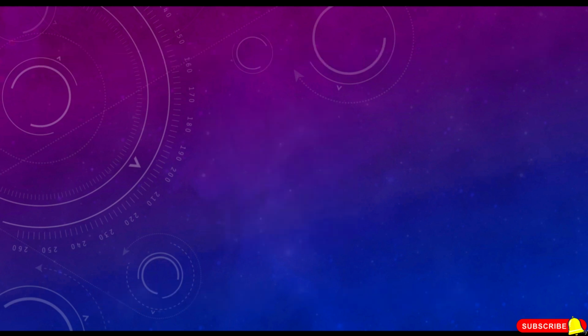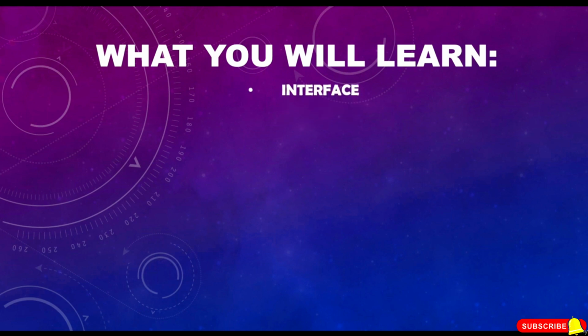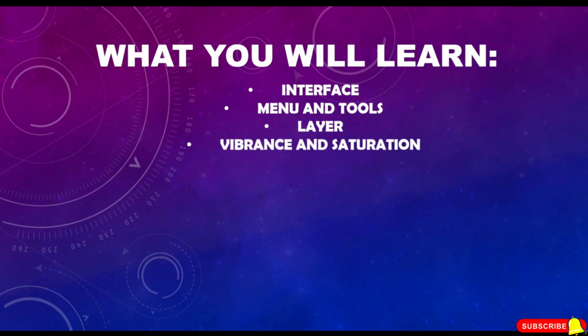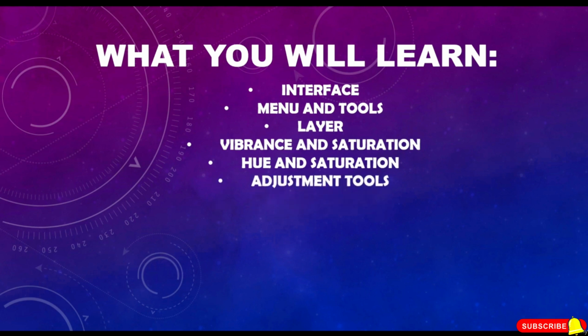So let's take a look at what you will learn from this class. You will learn about the interface of Photoshop, the menu and tools, layers, vibrance and saturation, hue and saturation, how to change the color of the image using hue and saturation, and how to change a specific color by using hue and saturation, as well as all the tools inside the adjustment panel or adjustment tab. Once you learn the use of adjustment tools, you will be able to make beautiful images because most of the tools are associated with the adjustments tab. So we will cover all the tools of the adjustments tab.